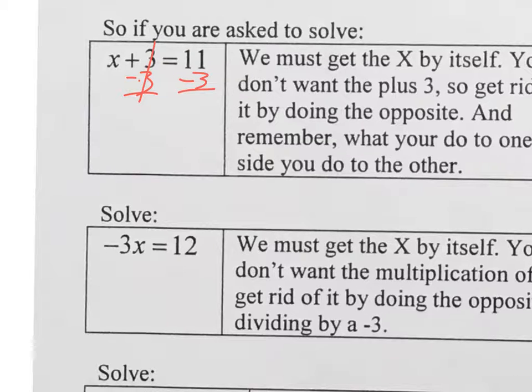And what do you do with the x? You bring it down. What do you do with the equal sign? You bring it down, and 11 take away 3 is 8. So that's your final answer. Let's jump to the next example.